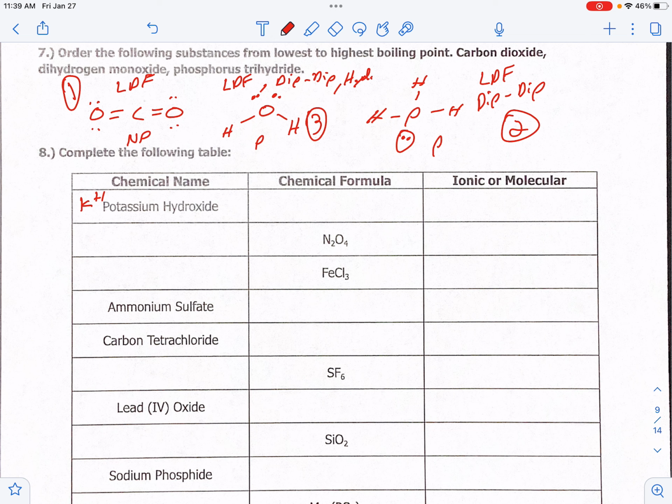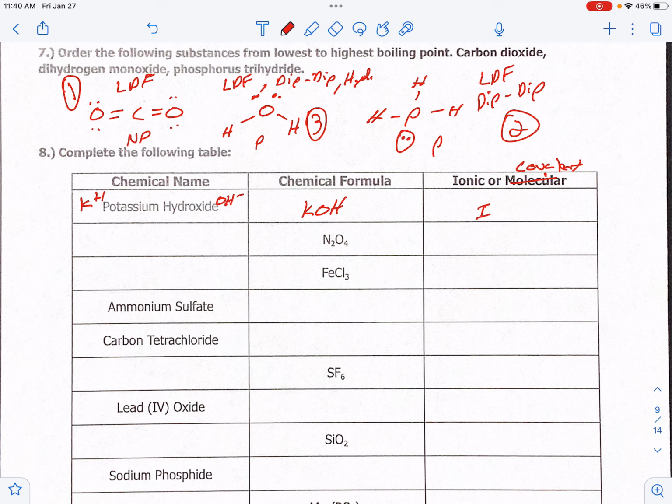So potassium was K with a +1. Hydroxide is on your polyatomic list. That is OH with a -1. So I can see that those are balanced, so I'm just going to put KOH. By molecular, I just mean covalent, so you can actually just cross that out. Since I have a metal and a non-metal, that is going to be ionic.